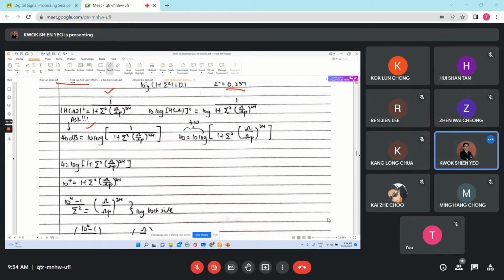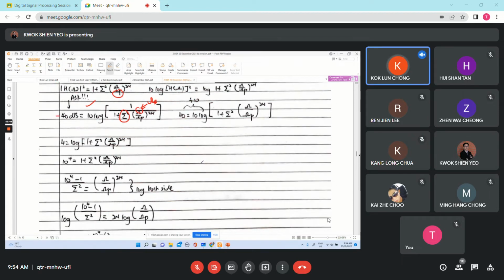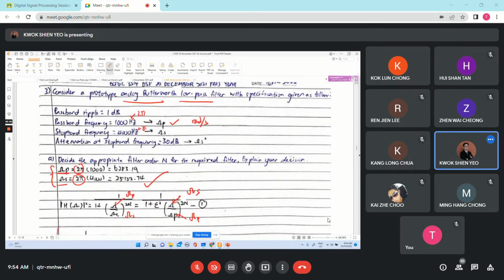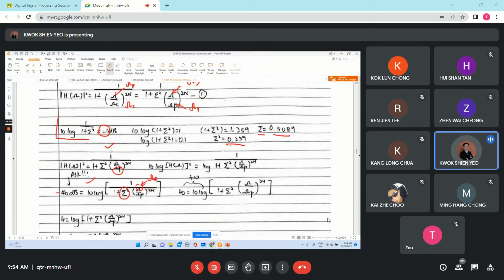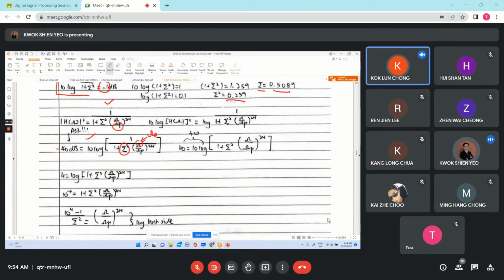40 dB equals 10 log this. So for this one, the omega here you should replace with omega s, and for 40 dB you should put a negative. Why should you put the negative? Because of attenuation. We put 40 here, but it should be negative. Attenuation is negative. If you do positive, it means that it is an amplification.